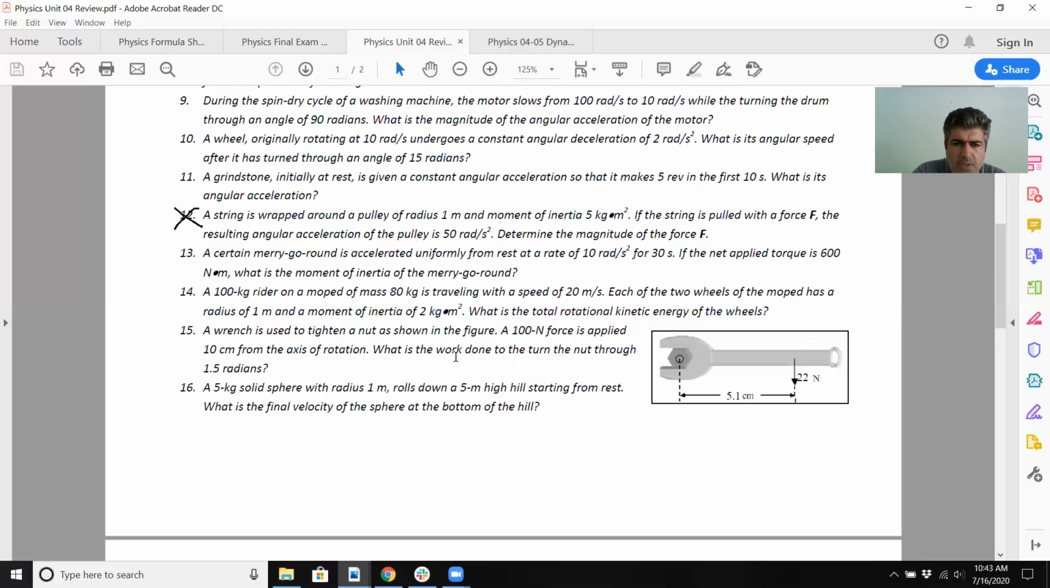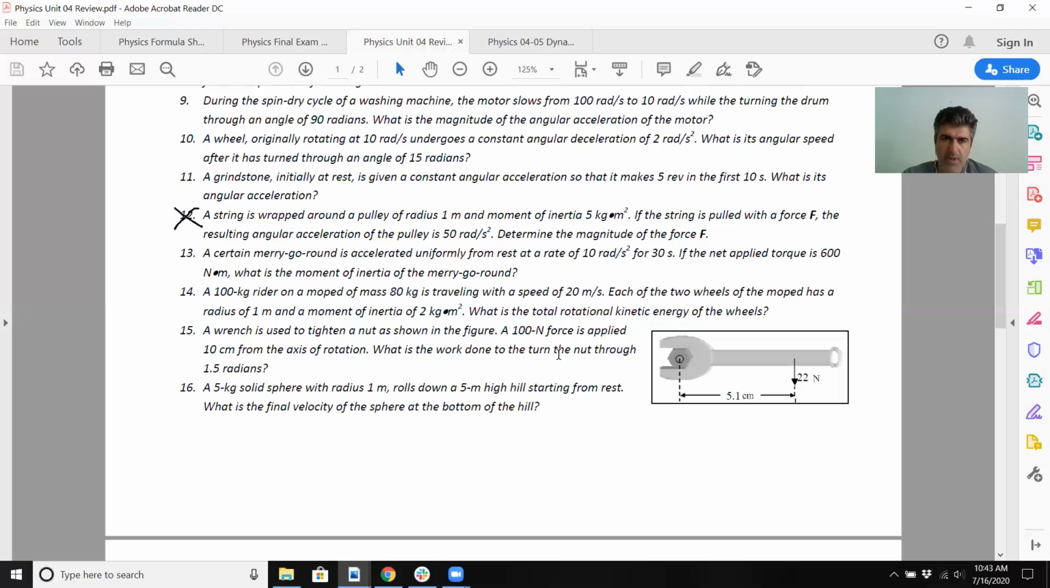15, the wrench uses a tie and a nut as shown in the figure. So you have the lever arm of 5.1 meters, and then you're applying a force that's perpendicular going downward. 100 Newton force applied, 10 centimeters from the axis of rotation. Well, that's not consistent with what we see here. Hold on. What is the work done to turn the nut through 1.5? That's really interesting. The diagram does not match with this information here. So this diagram is actually off.